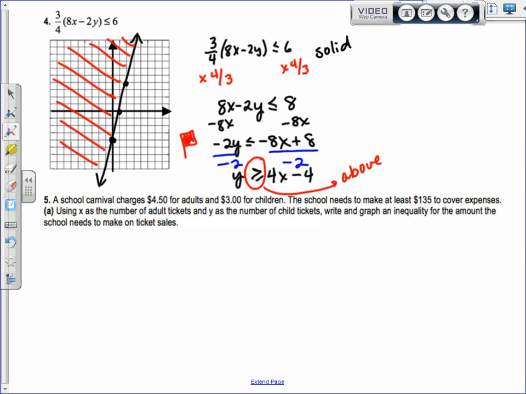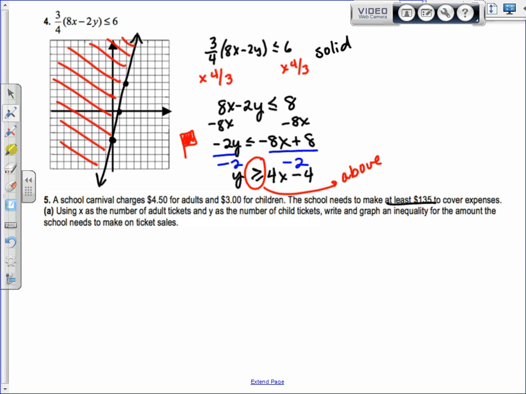All right, so the next one says the school carnival charges $4.50 for adults and $3 for children. The school needs to make at least $135. So when you hear at least $135, that's saying your amount needs to be greater than or equal to $135. Using X as the number of adult tickets, Y as the number of child tickets, write and graph an inequality for the amount the school needs to make on ticket sales.